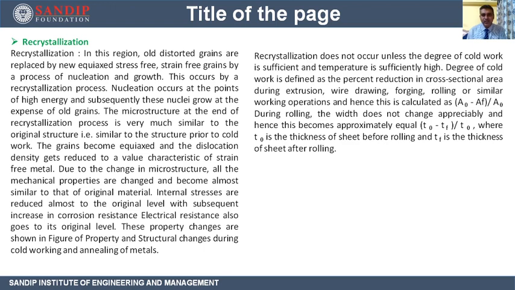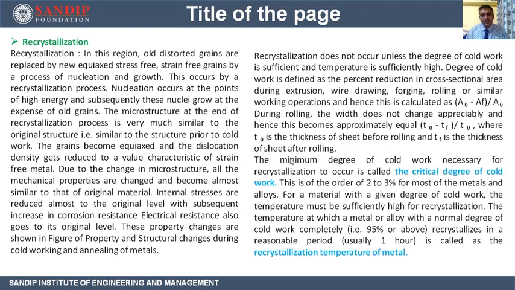Now, degree of cold work is defined as the percent reduction in cross-sectional area during extrusion, wire drawing, forging, rolling, or similar working operations, and hence this is calculated as a ratio of area, AO minus AF, where AO is the original area and AF is the final area, divided by AO. During rolling, the width does not change appreciably, and hence this becomes approximately equal to TO minus TF upon TO, where TO is the thickness of the sheet before rolling, and TF is the thickness of the sheet after rolling.